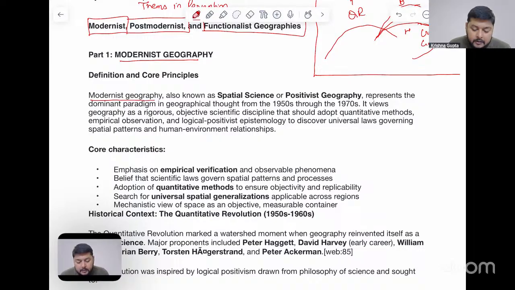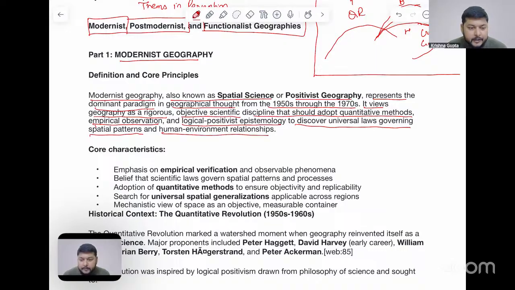So modernist geography, also known as spatial science or positivist geography, represents the dominant paradigm in geographical thought from the 1950s to 1970s. It views geography as a rigorous, objective science discipline that should adopt quantitative methods, empirical observations, and logical positivist epistemology to discover universal laws governing the spatial patterns and human-environment relationships.